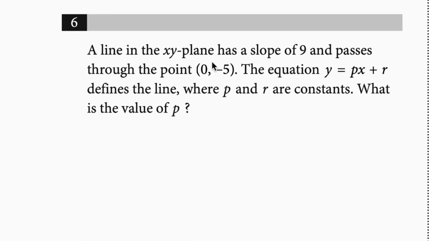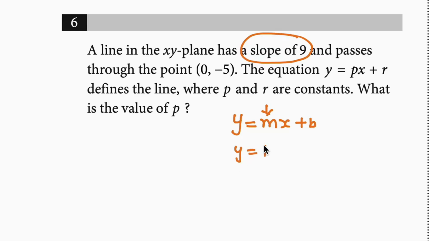A line in the xy-plane has a slope of 9 and passes through the point (0, -5). The equation y = px + r defines the line where p and r are constants. What is the value of p? Wonderful question in the sense of how it is playing with the words. Now if we go with the very basics, y = mx + c is our linear equation where m is the slope, right? And in this question, slope is given directly. We have to do nothing.